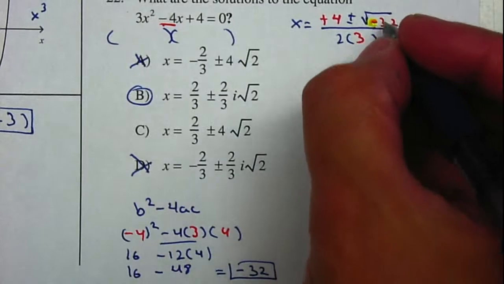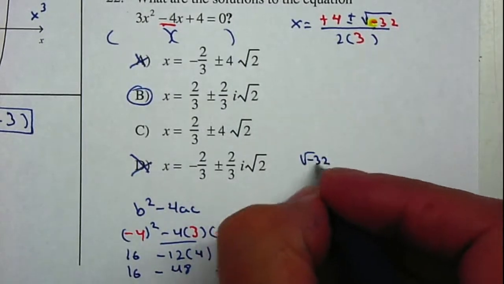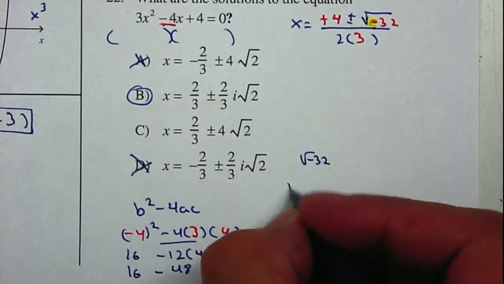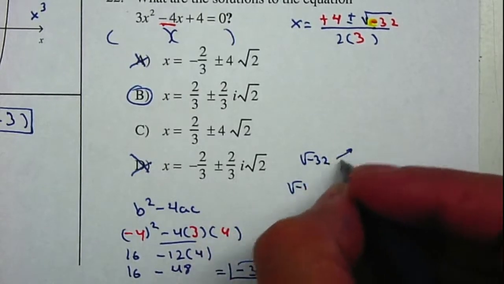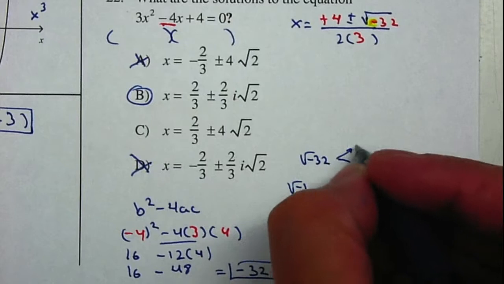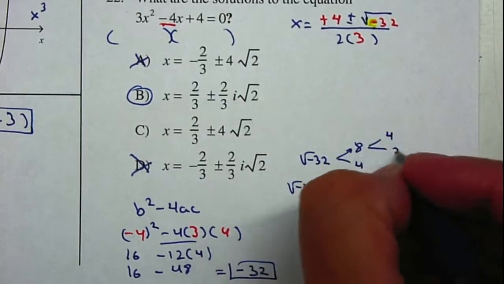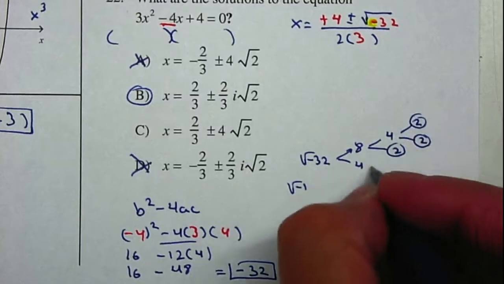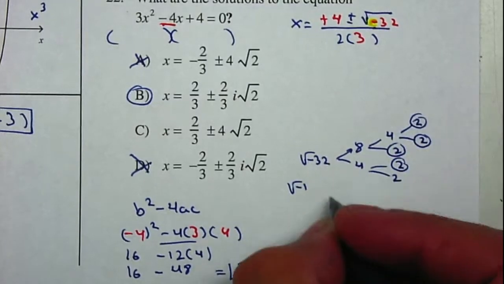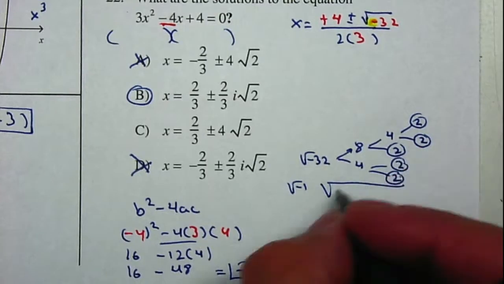Now, I'm going to simplify my square root of 32. My square root of negative 32 will be, because of the negative, the square root of negative 1. And I can do the factors of 32, which are 8 times 4, 4 and 2, 2 and 2. And the 4 is 2 and 2. So therefore it will be 1, 2, 3, 4, 5 twos.